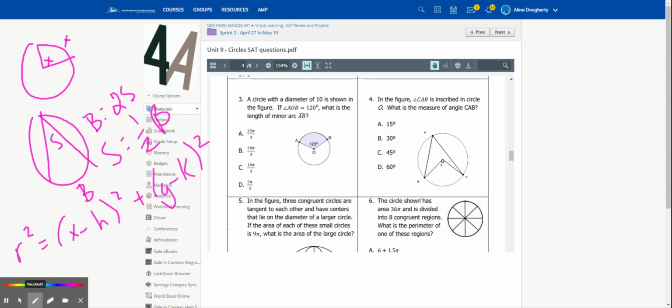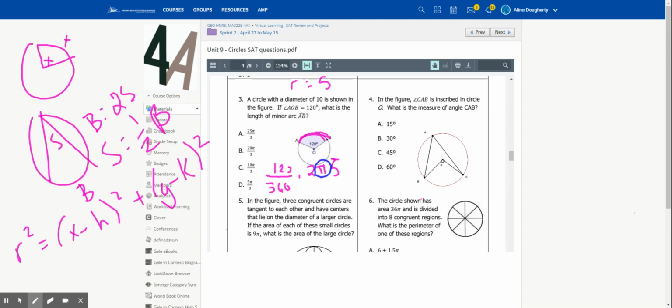A circle with a diameter of 10. So automatically, if I know the diameter is 10, I know the radius is 5. Shown below, angle AOB is 120. So this is where we want to change that degree into length, right? I want to know the length of AB, or the length of that pink line. So we're going to take our 120 and divide it by 360, right? And then because we're looking for length, we want circumference. So that's 2 pi, and then we know the radius is 5. In all of our answer choices, we've got a pi, so we're not going to worry about pi right now.